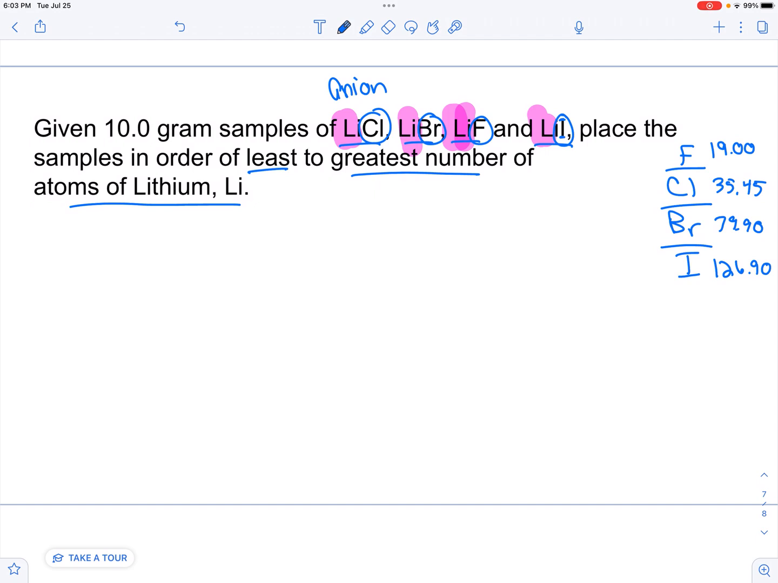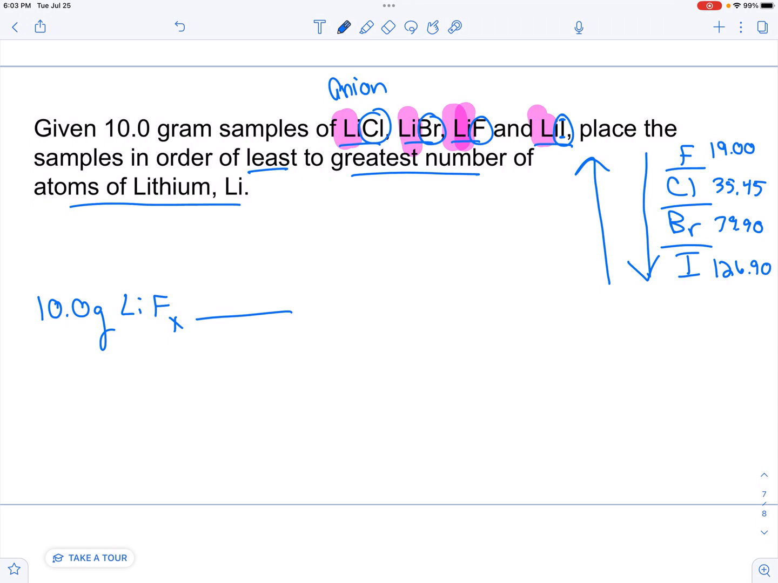All right, so I have 10 grams of each of these samples. You might just be able to reason through this and be confident, but I'm actually going to show you the math behind it. If I have 10.0 grams of something, I'm going to start with LiF. I know it's either going to go this way or this way. It's the only way it can go. I can't put them in any other order than from the top to the bottom or the bottom to the top. So here's how I would calculate it if I actually wanted to know.